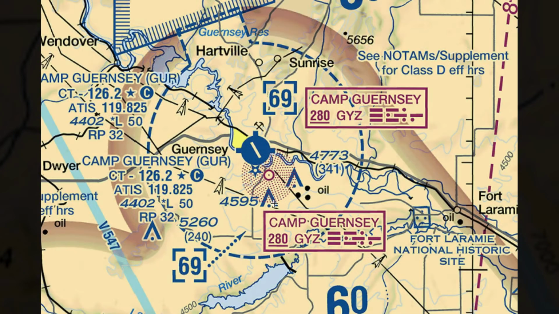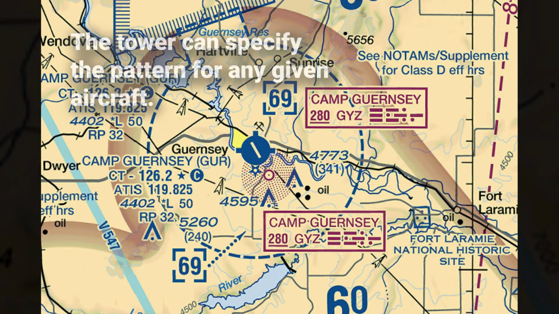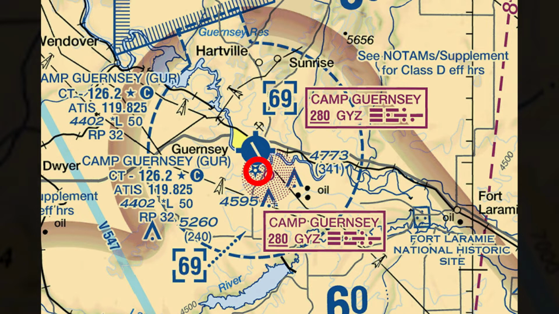This one is the Camp Guernsey Airport, or GUR, Kilo Golf Uniform Romeo. Elevation of 4402 feet MSL. It is towered. You can tell because the symbol representing the airport is blue. It specifies a right pattern for runway 32. However, this is a towered airport, so the airport can specify the pattern for any given aircraft. The star indicates a beacon.